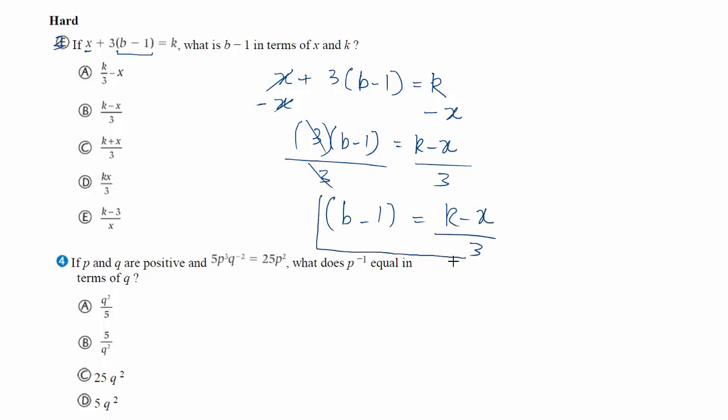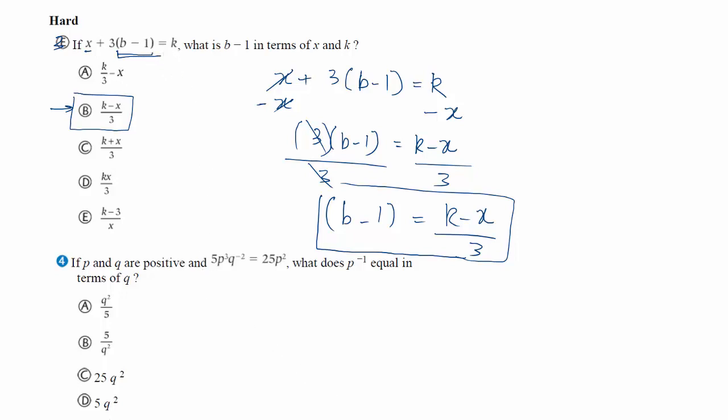So we can check out the options. B minus 1 is k minus x divided by 3. So this is the right answer. K minus x divided by 3. So we have to see what we have to actually calculate. So we have to put it on one side and the other things on the other side.